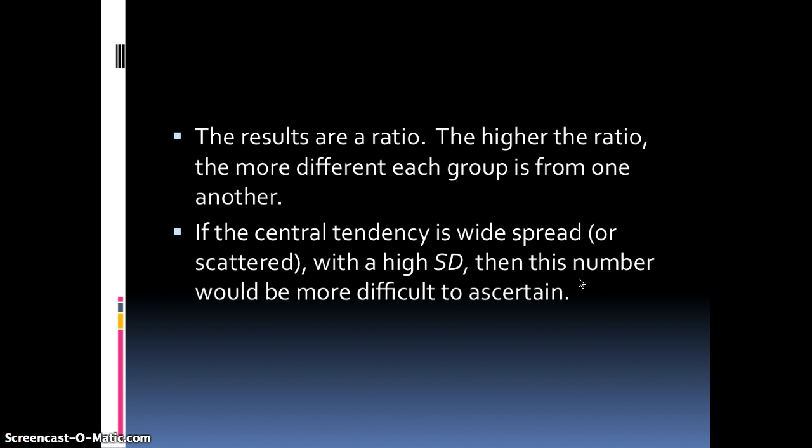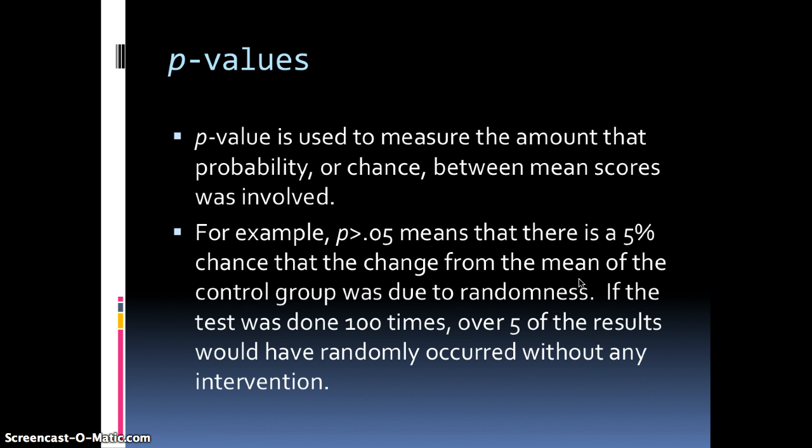And again, if the central tendency is widespread or scattered with a high standard deviation, the number will be more difficult to ascertain. So you want a normal bell curve as best as possible. SPSS has some freedom or an ability to work with slightly skewed data, but again, you want to make sure that you have a central tendency with a normal bell curve.